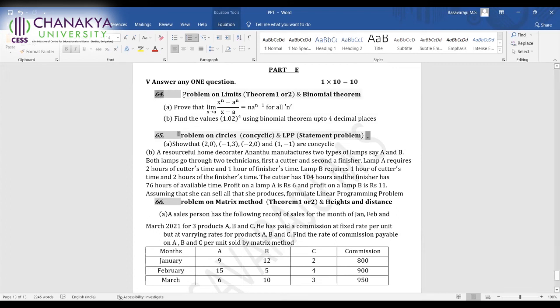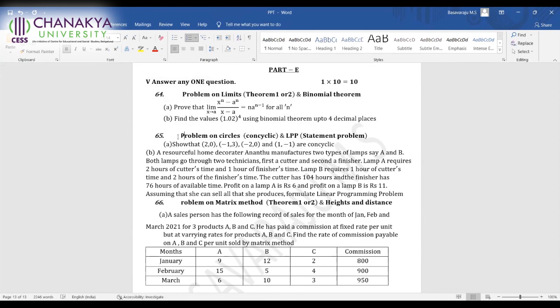And along with that, they'll introduce one problem from binomial theorem. Or you can choose the 65th question, which is based on the circles chapter. That is, as I said, the concept of proving concyclic points and all. And for the B problem, you can ask for statement problems of LPP.